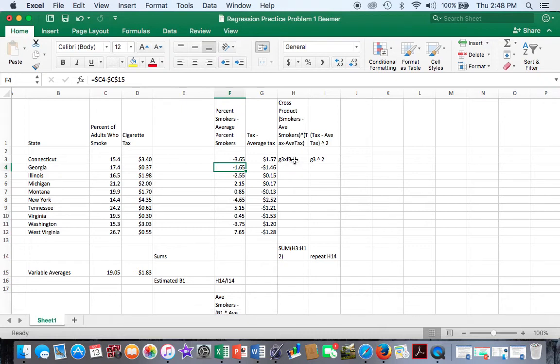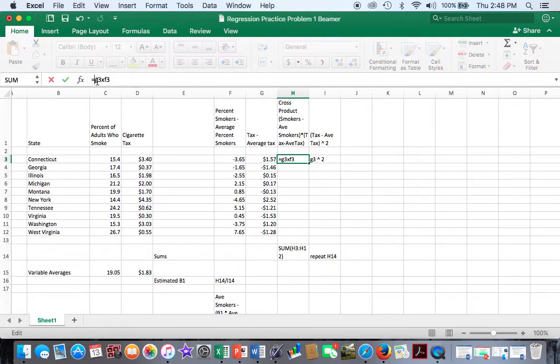The next thing we want is the cross product of the two, in other words, we want to know what this difference is times this difference. This is going to form the numerator of our slope, which is the change in Y, the percent of adults who smoke, given a $1 or 10-cent change in the cigarette tax. In our case, it's actually a dollar change. So that just requires that we multiply the G column by the F column.